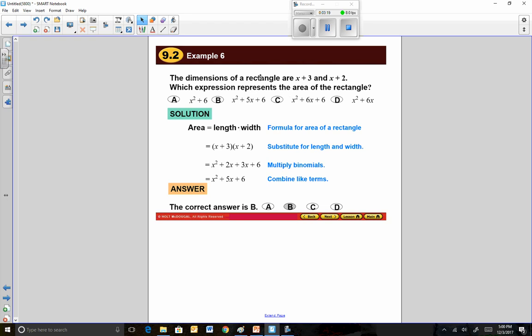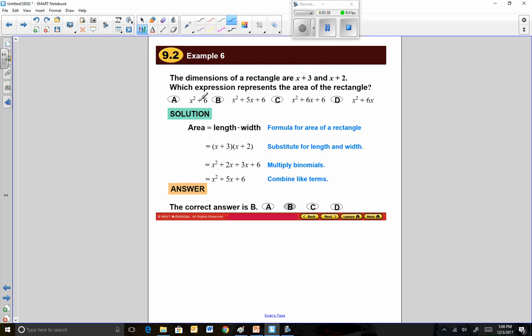Example 6 is just a word problem. The dimensions of a rectangle are x plus 3 and x plus 2. So that's the width and length. So how do you find the area of this rectangle? You just multiply the two numbers. Well, these aren't numbers, they're actually expressions. But we're going to do the same method as what you have just been practicing.